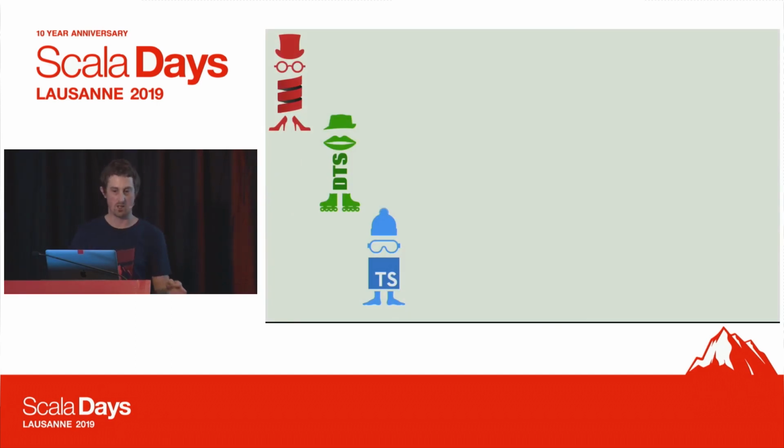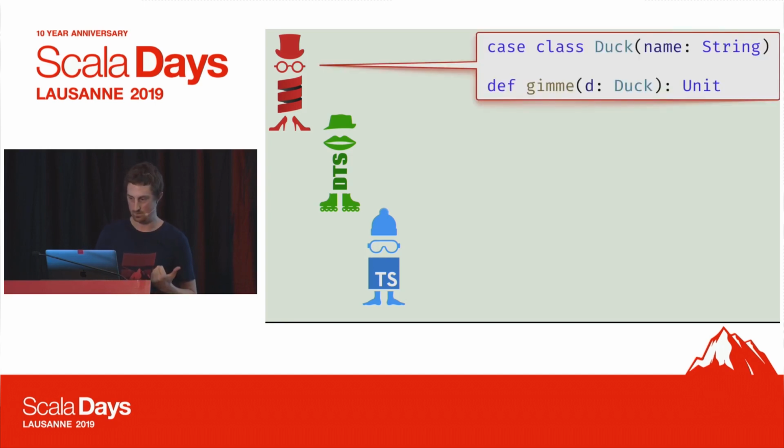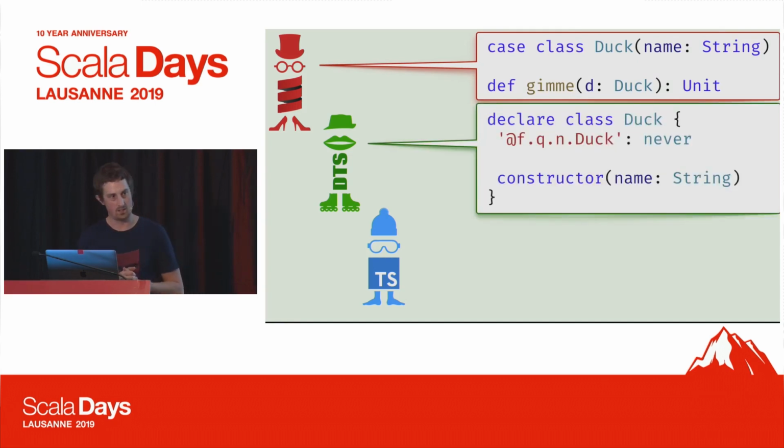Constraint number two is that we emulate nominal types in our DTS definitions. Here's an example. Here's a duck. Here's how to give me a duck. And in our DTS file, we say, well, here's a duck and it has a name of type string, but it also has an additional property with a unique name, the fully qualified name of duck. It's the easiest way to get a unique name, of type never. So it exists only at the type level. But it makes duck structurally unique.